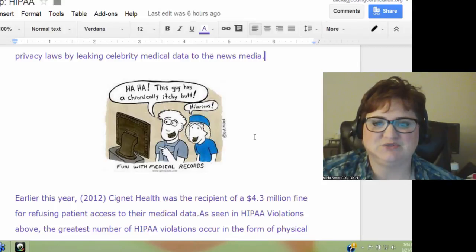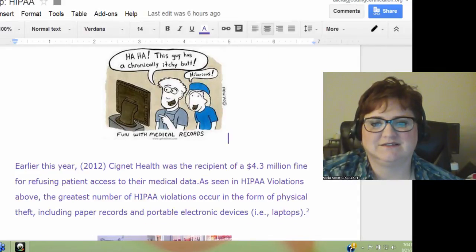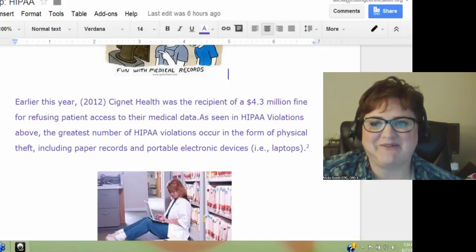Anyway, I thought that was a cute little cartoon. Haha, this guy has a chronically itchy butt. Hilarious. Anyway, we can code that, by the way, can't we?